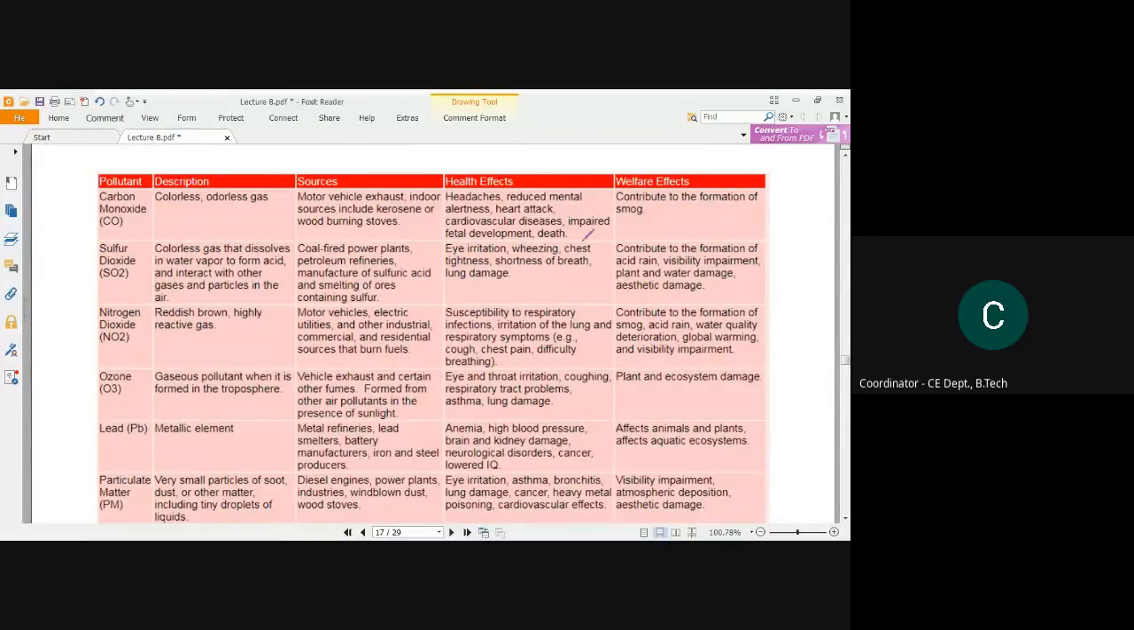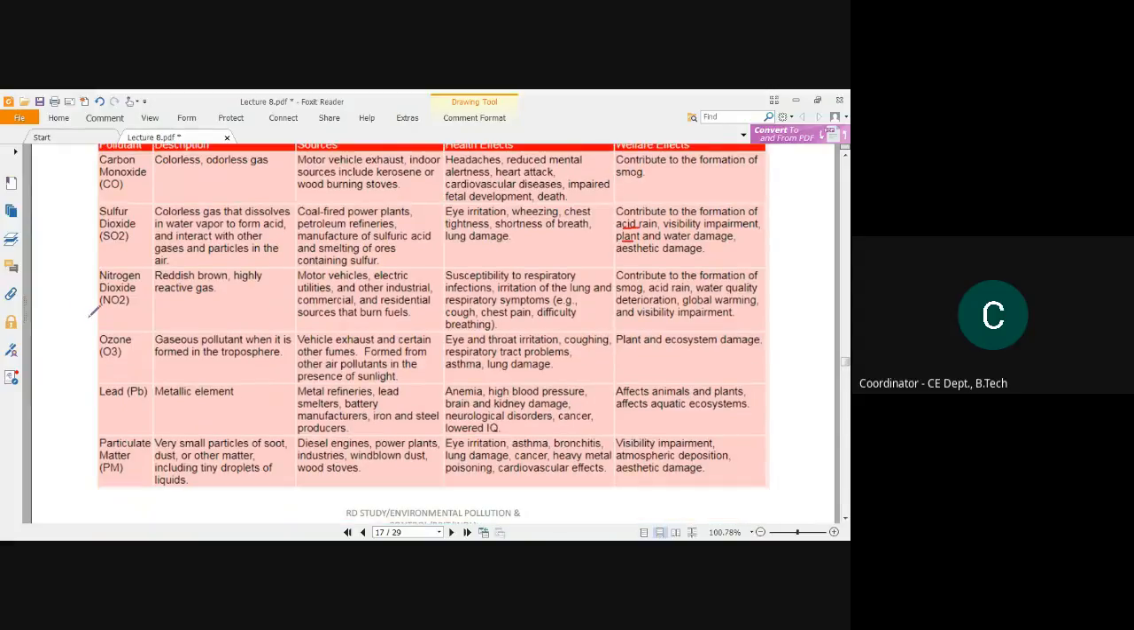And in welfare effects, it contributes to the formation of acid rain, visibility impairment, plant damage. Visibility impairment means it creates a certain amount of smog or fog, due to which the visibility impairment occurs. Plant and water damage, aesthetic damage.